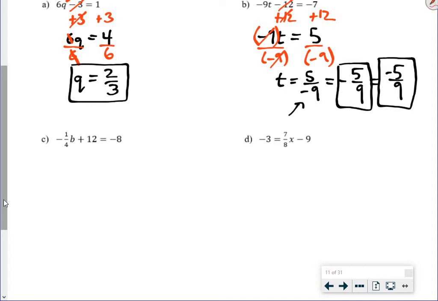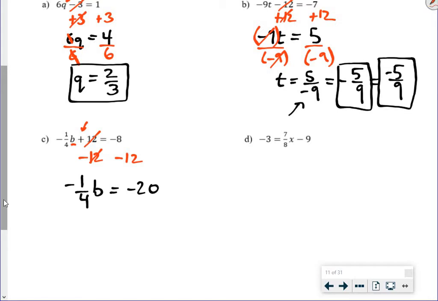On to c. I want to get b on its own, so working through SAMDEB, I'm going to do the subtractions and additions first. So in order for me to get rid of the 12, the opposite of adding 12 is subtracting 12. I need to do that to both sides to maintain the balance. 12 minus itself is 0. I have negative 1/4 b that remains on the left, and negative 8 subtract 12 is negative 20.